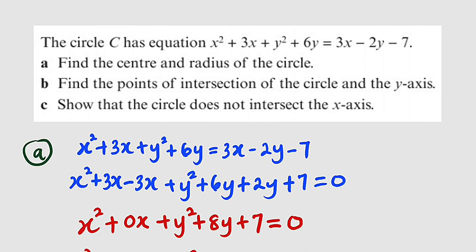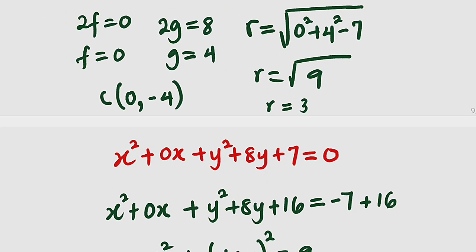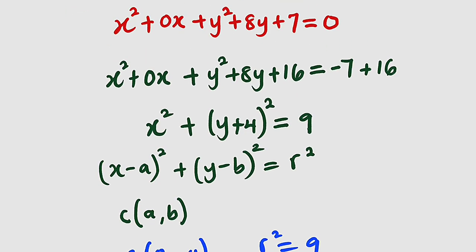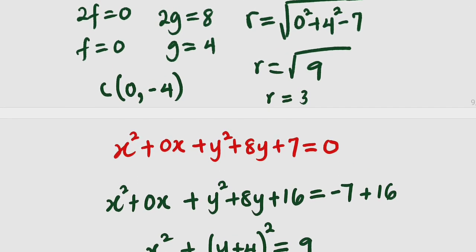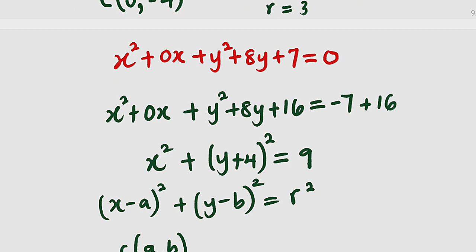Then going to the second question, we're asked to find the points of intersection of the circle and y-axis. So we are looking for y-intercept. That's exactly where the circle crosses y-axis. And it can be obtained by setting the value of x equal to 0. We can take either of these equations, either in standard form or in general form.